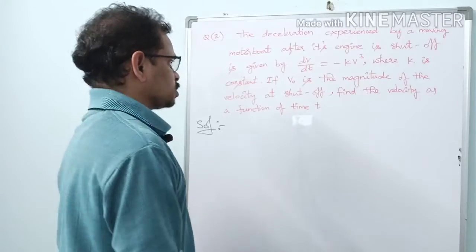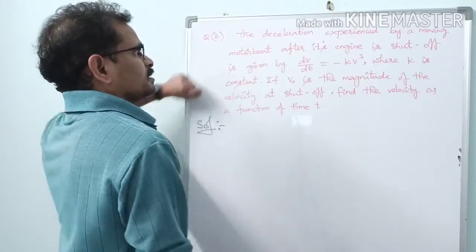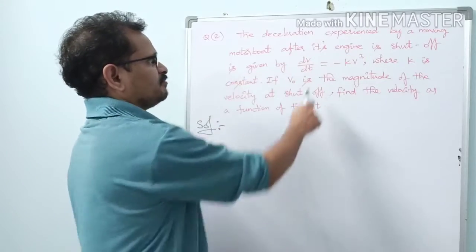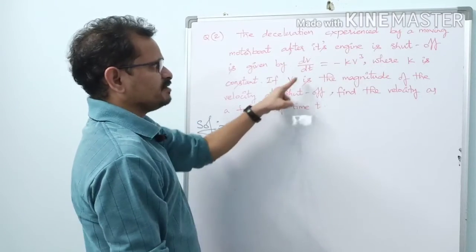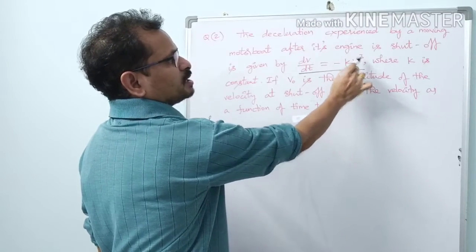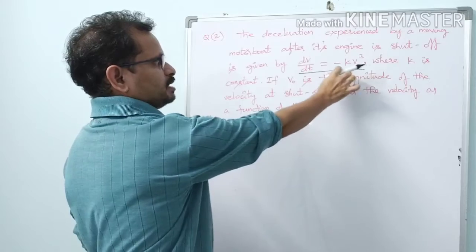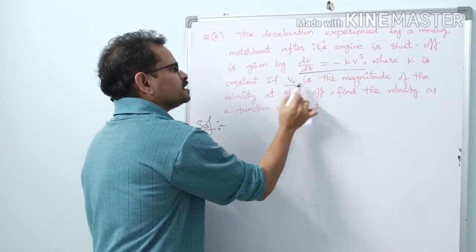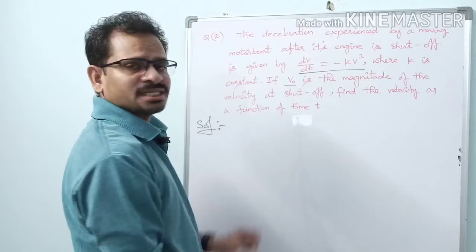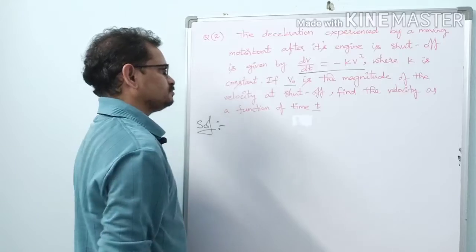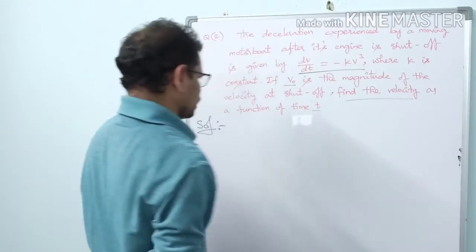Okay. See question number 2. The deceleration experienced by a moving water boat after its engine is shut off is given by dv by dt equal to minus k v power 3, or minus k v cube, where k is constant. If v0 is the magnitude of velocity at shut off, find the velocity as a function of time t.